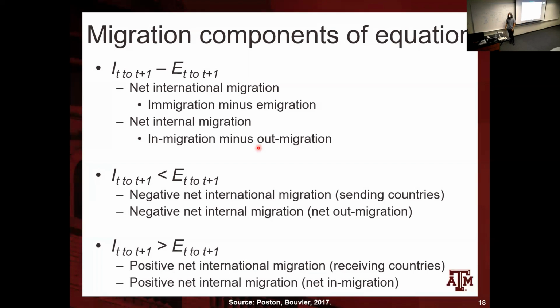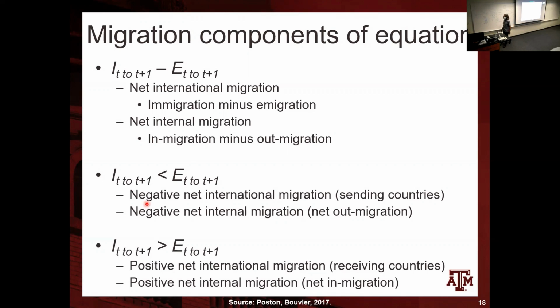When the term I is smaller than the term E, we have a negative net international migration. So there are more people getting out of that specific area, that specific country, than going to that specific country. So we're going to encounter negative net international migration in what are called sending countries. Of course, sending countries also receive people moving to their area. But overall, there are more people moving out than moving in.